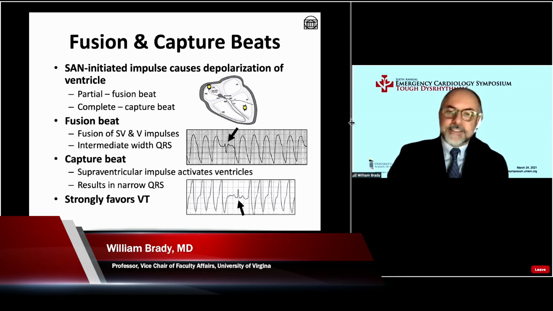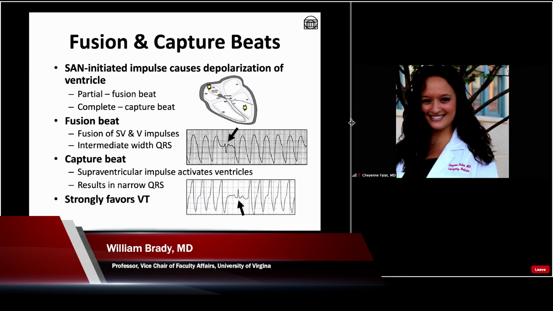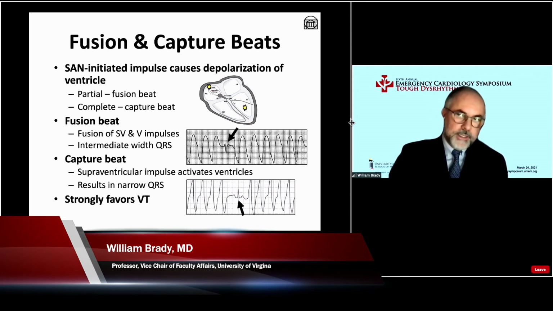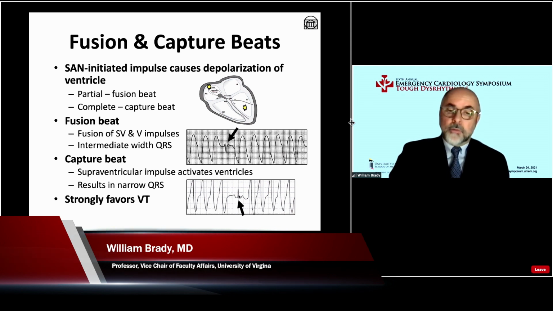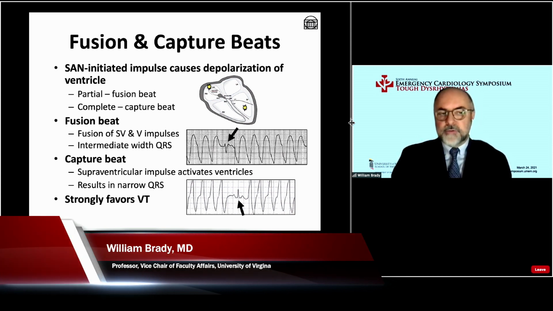A capture beat is the exact same idea, except it goes a step further, where the SA node captures the ventricle electrically for that one beat, where the impulse makes its way through the AV node into the ventricle, causing ventricular depolarization prior to the VT focus firing off, and it produces a normal appearing beat. In fact, you can see a P wave with a narrow QRS and a T wave, and then you have these evil wide complexes representative of VT. Either of these beats, fusion beats or capture beats, if you see them, strongly favors VT.